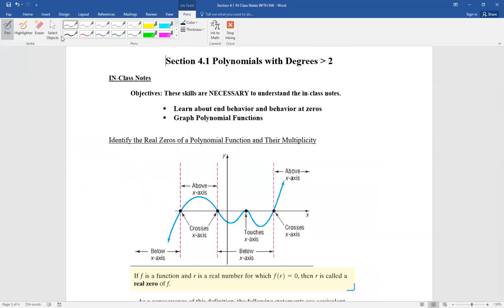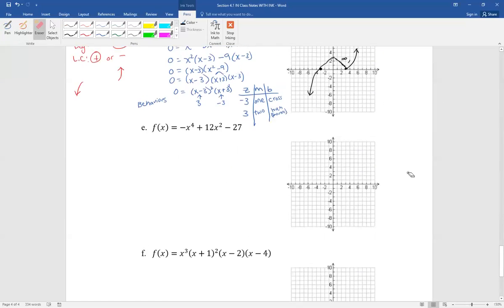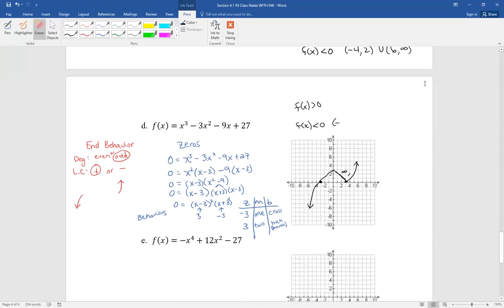Oops, I don't know why that jumped just then. I did not actually do anything. So let's go down. There we go. And then it went down here. That's really weird. Okay.